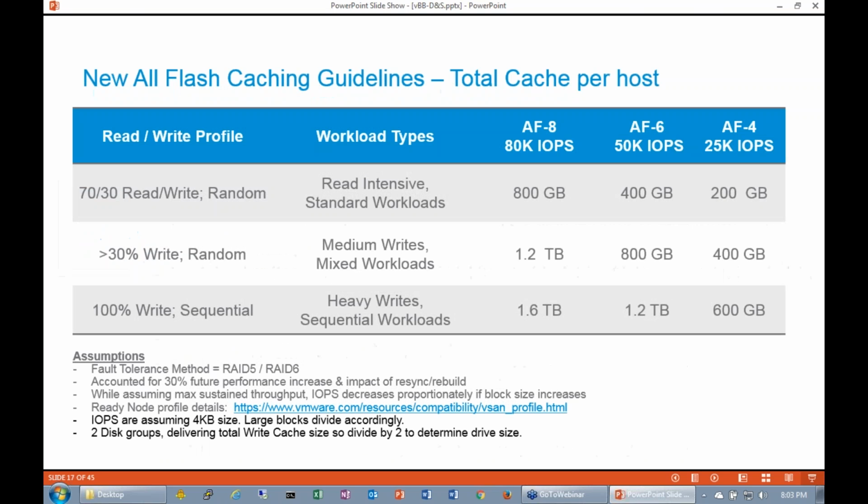But in general, the guideline, to give an example, so if I have a 70% read, 30% write, and it's random, let's say like a VDI or a low-use VDI, what we would call read-intensive. If you're going with the largest tier, all-flash 12 or all-flash 8 ready node, then you'd only need about 800 gigs for that particular tier. All right, we get about 80,000 IOPS.